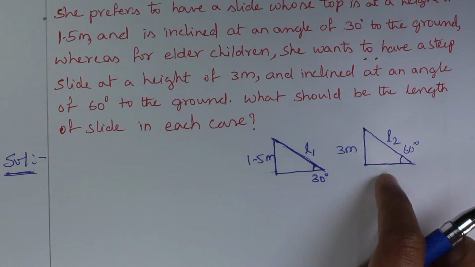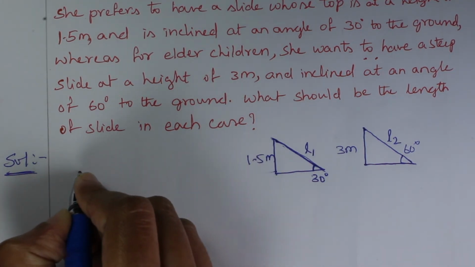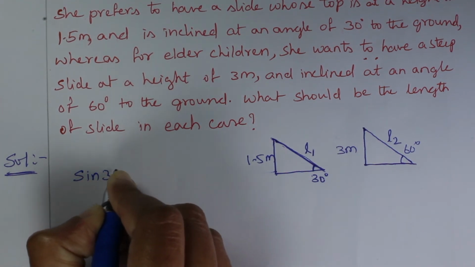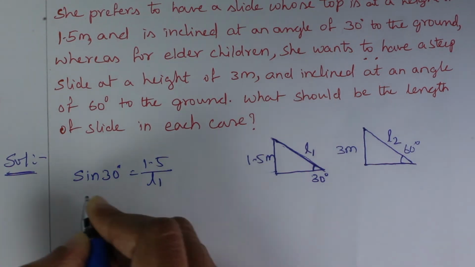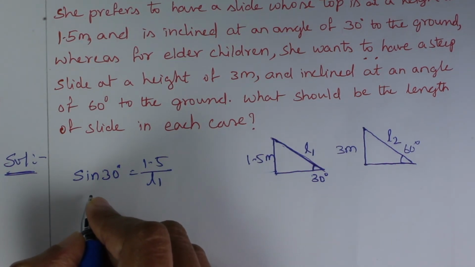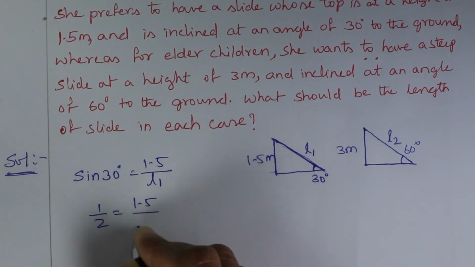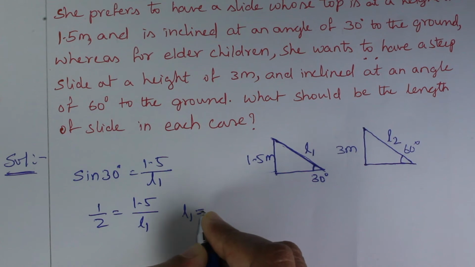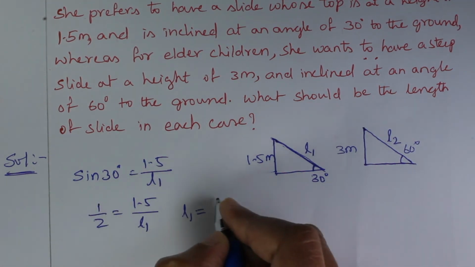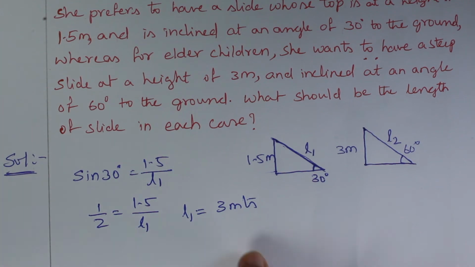So we can use sine of an angle. So let's calculate sine 30 degrees. Sine 30 degrees is equal to 1.5 divided by L1. What is the value of sine 30 degrees? 1 by 2. 1 by 2 is equal to 1.5 divided by L1. So L1 is equal to 1.5 into 2, that is equal to 3 meters. So the length of the slide for small children is 3 meters.